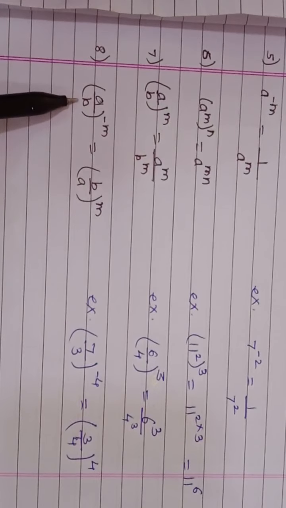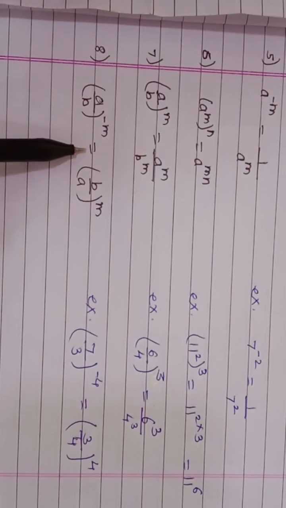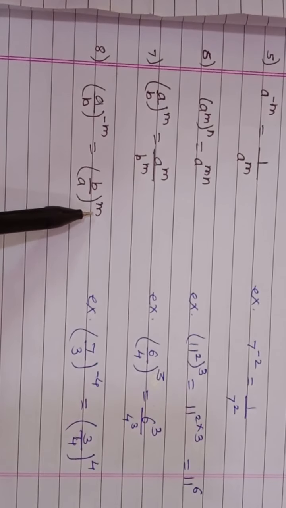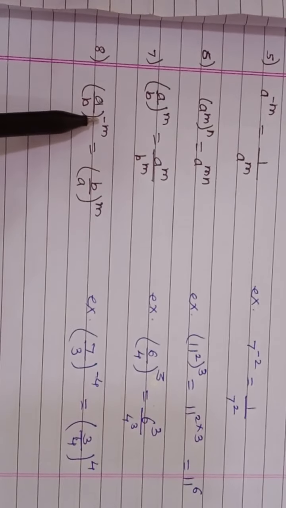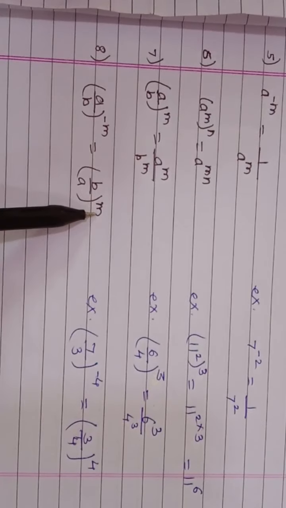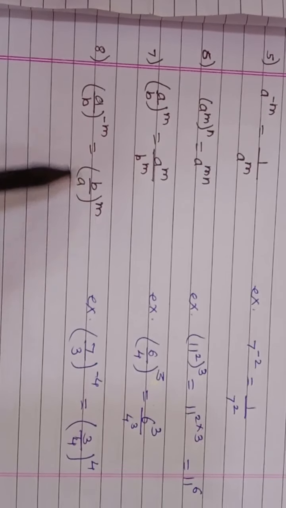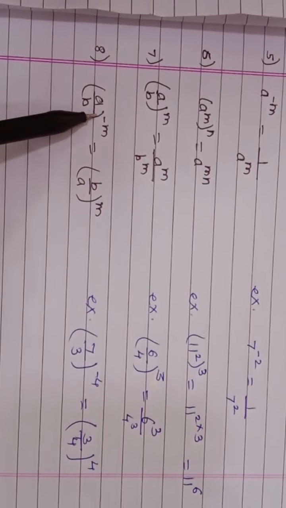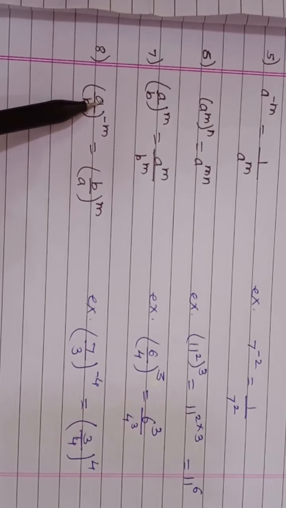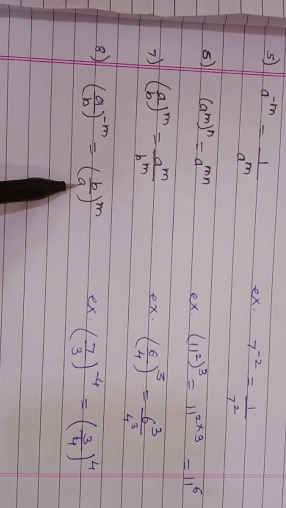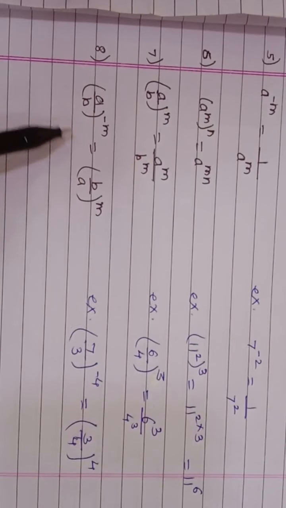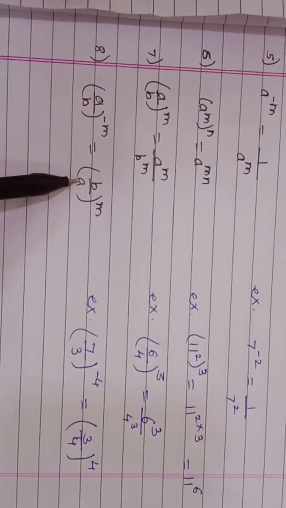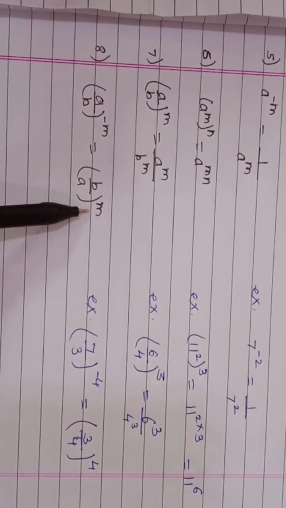Rule 8, in bracket a upon b, raised to minus m equal to b upon a, bracket completely raised to m. See here, the index is negative and in the answer the index is positive. When it happens, the numbers are interchanged: a is the numerator and here a is the denominator, b is the denominator and in the answer b is the numerator. Means the numbers are interchanged, then the index becomes positive.